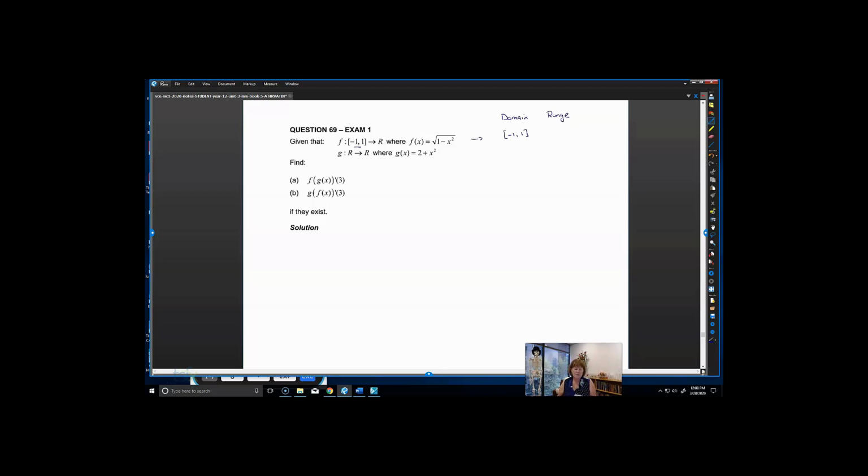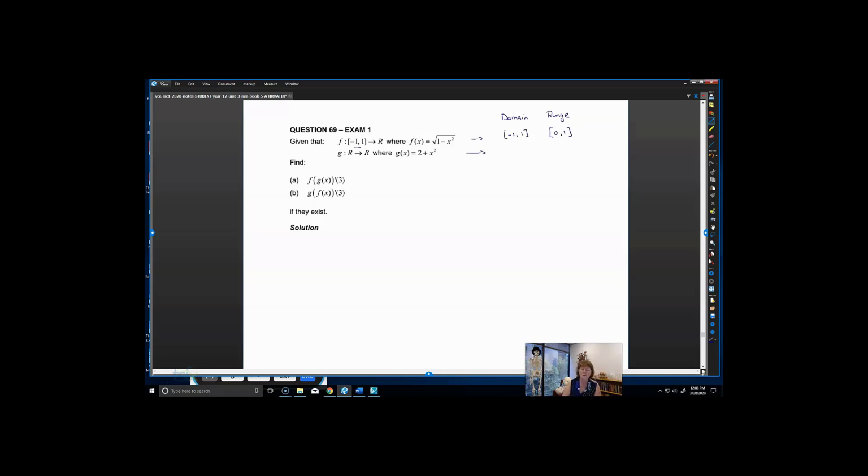Square root function. So if x is -1, our y value is going to be 0. When x is 0, our y value there is going to be 1. So our range of our function is going to be between 0 and 1.